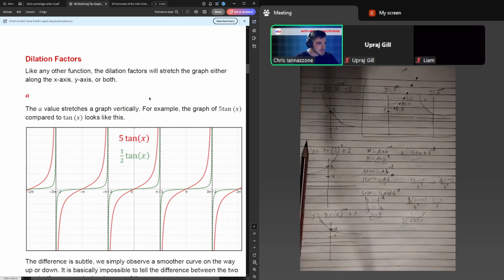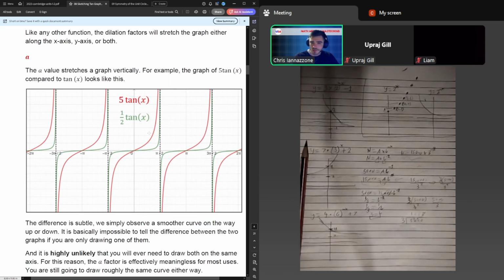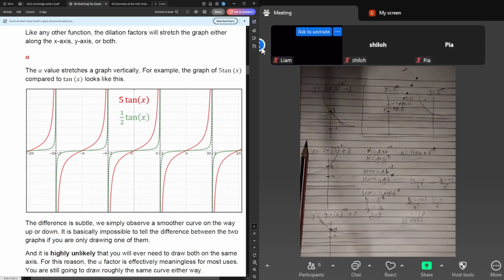Okay, dilation factors basically don't matter. Bigger number means it'll be a little bit sharper. It'll be more drastic of a gradient as it inflects upwards. But this only really matters if you sketch two tan graphs on the same axis, like I have here, and the chances of that happening are next to none. I've literally never seen it in any sort of circumstance at all.